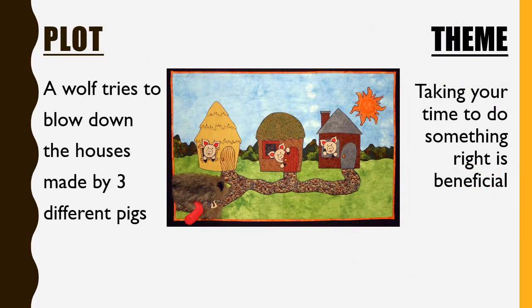Now, to understand the difference between plot and theme, let's look at the story of the 3 little pigs. The plot of the story, on the left, is that a wolf tries to blow down the houses made by 3 different pigs. The theme, however, is about the lesson that taking your time to do something right is beneficial. So there you have it.